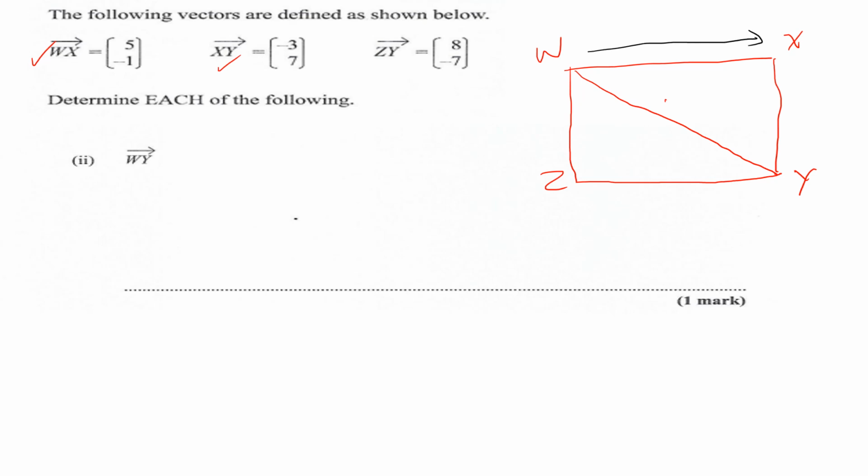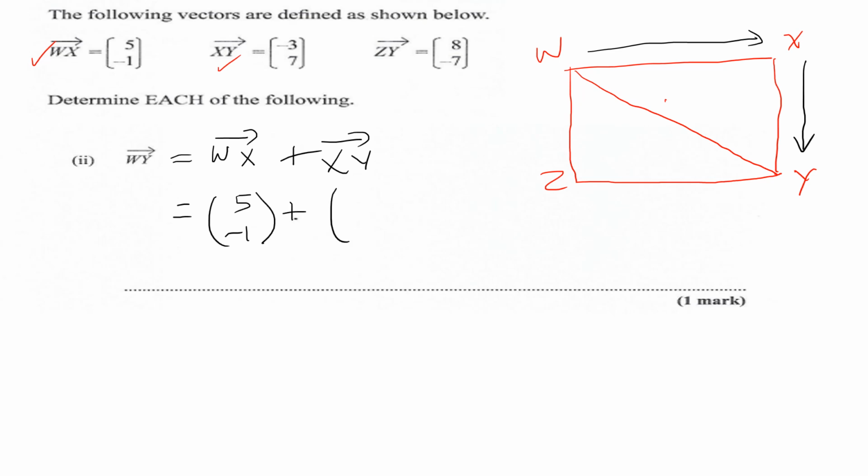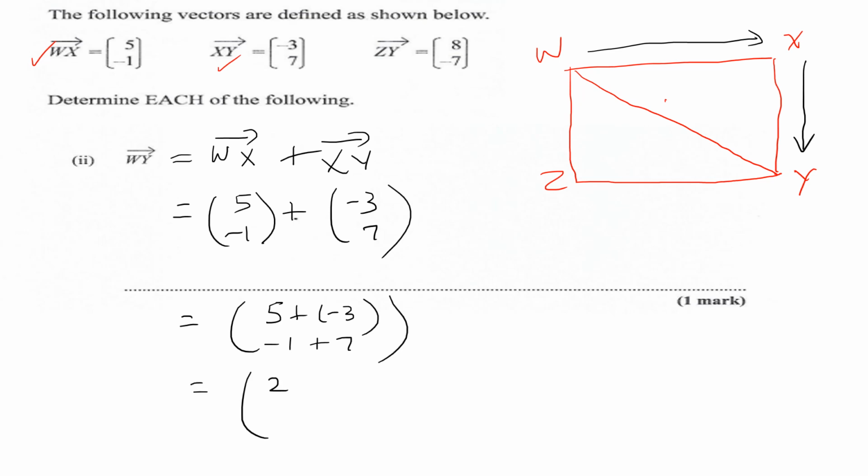WX. So that equals WX plus XY. That is equal to (5, -1) plus XY, (-3, 7). So we'll get 5 plus -3, -1 plus 7. That's going to give me 2. The bigger number is positive, so that'll be 6. (2, 6).